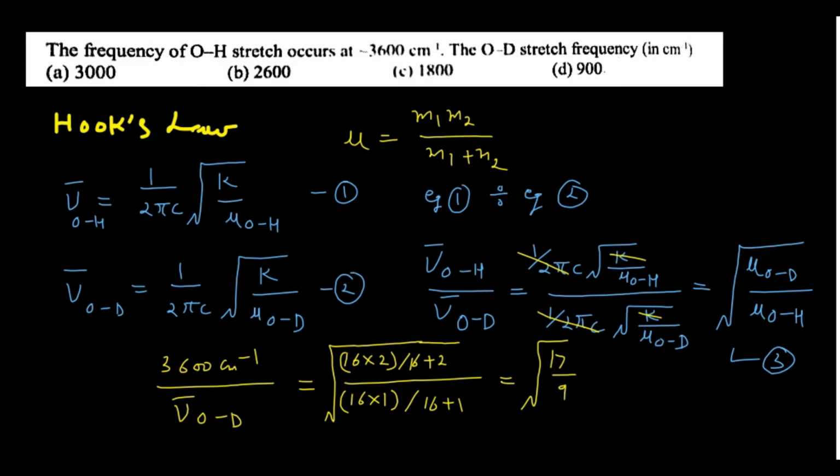Okay, and from here you can calculate your mu bar. So it is just like that. I am writing here 3600 centimeter inverse divided by mu bar OD, and this will come near about 1.374, and if you solve this value, then your mu OD will come 2620 centimeter inverse, and you know this value 2620 is pretty close to the 2600.